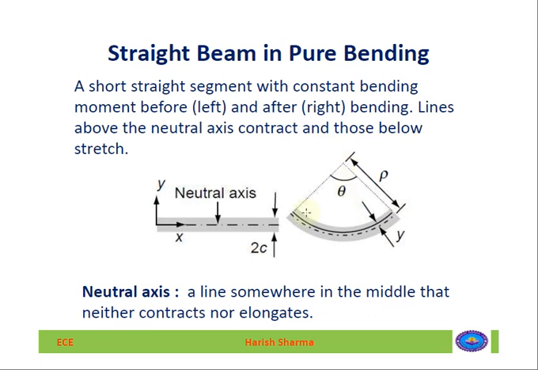We can see there is a neutral axis in this beam. Above this axis, the material of the beam will contract, and below that it will expand. There is a line in between these two at approximately the center of the beam. At that point there is neither contraction nor elongation.